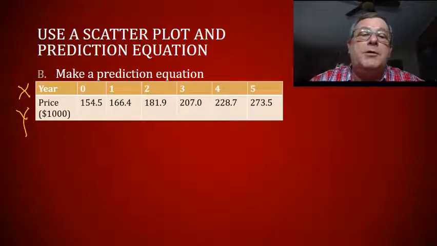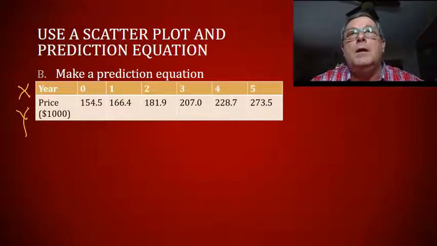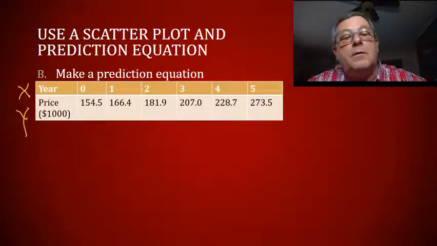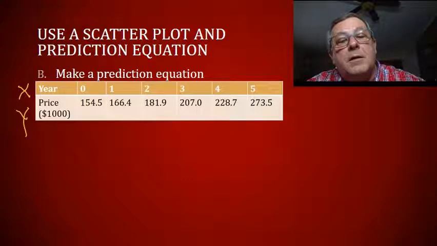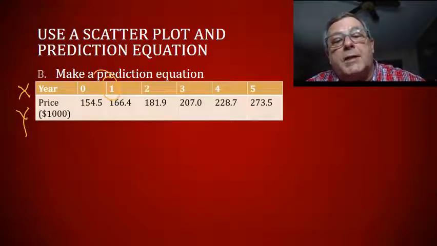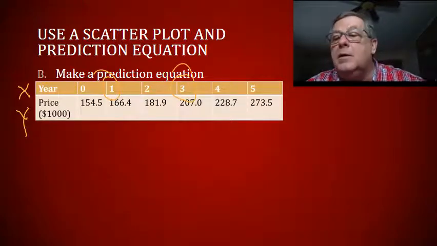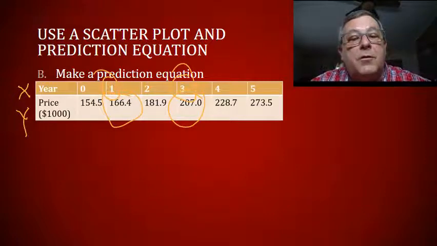So now, to make our prediction equation, we're first going to have to go through the slope formula. And then once we get a slope, we're going to go through point slope to end up with slope intercept to give us that prediction equation. So this here is going to be x1, x2, and here we got y1, y2. So let's go through our slope formula.